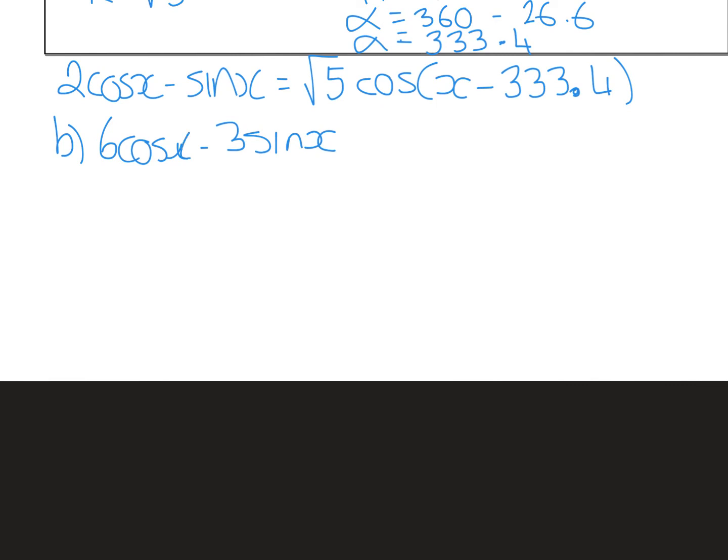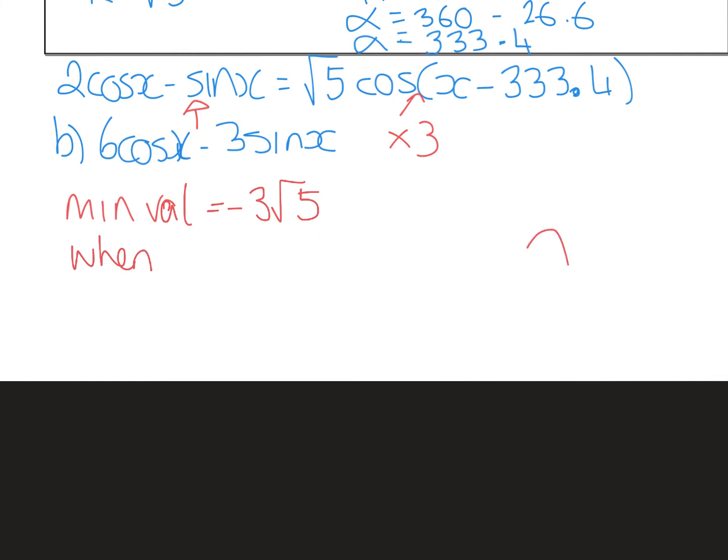Now, look at that compared to the bit above it. What is the difference here? Well, it's that one multiplied by 3. So the minimum value should have been negative root 5, but we're timesing it by 3. So it's negative 3 root 5. And the minimum value occurs when, for a cos graph, it should be at 180.